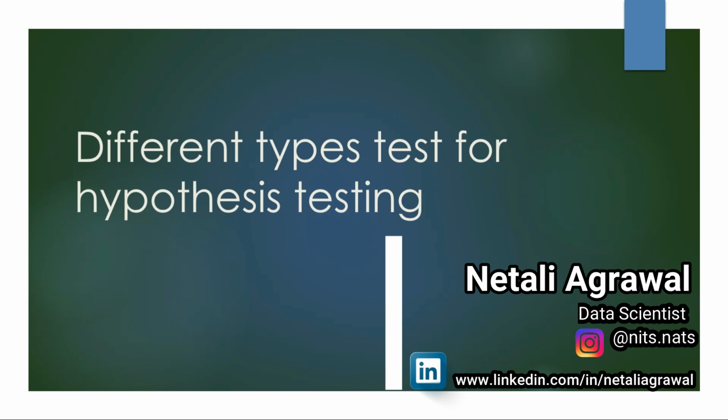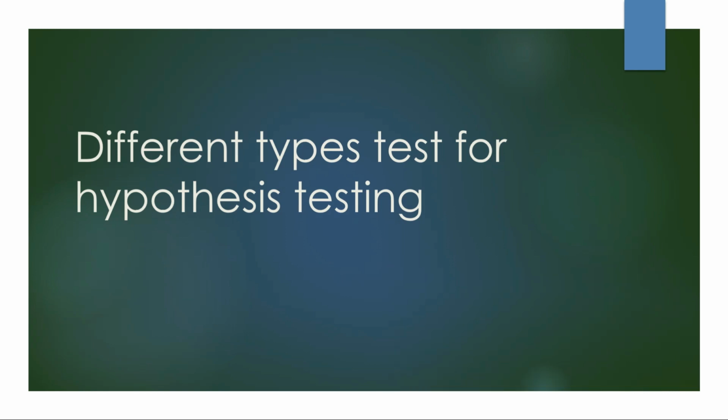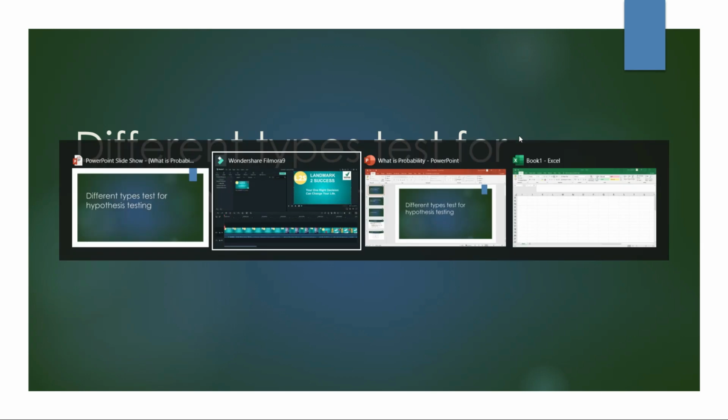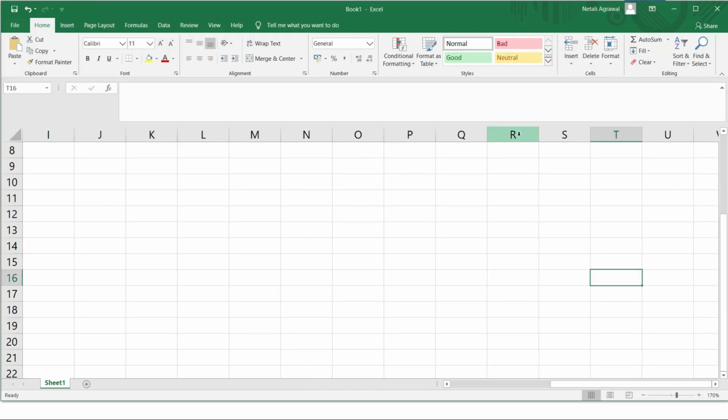So guys, till now we have covered what is hypothesis testing and different parts of descriptive statistics. Today we will cover different types of tests that we do for hypothesis testing. All these tests that I would be talking about are parametric tests and they are known as tests for mean. There are many tests, but I will mainly talk about four tests. So what are those tests?